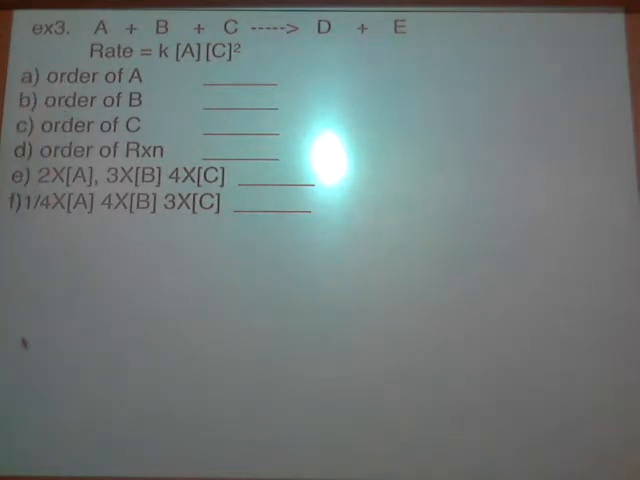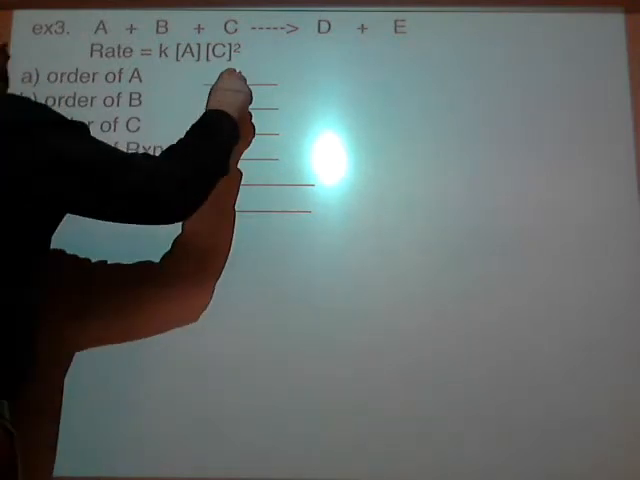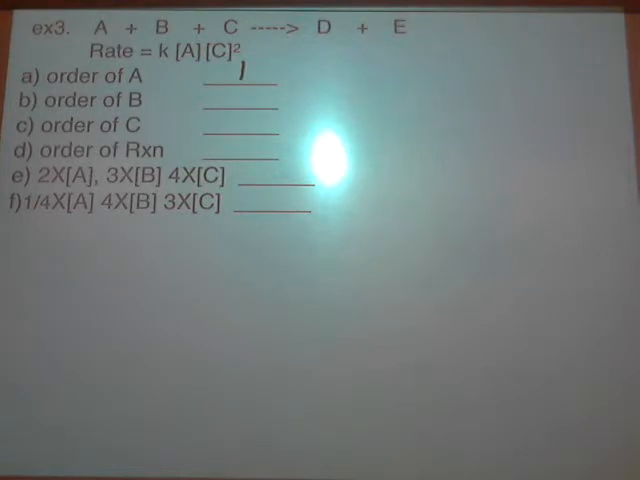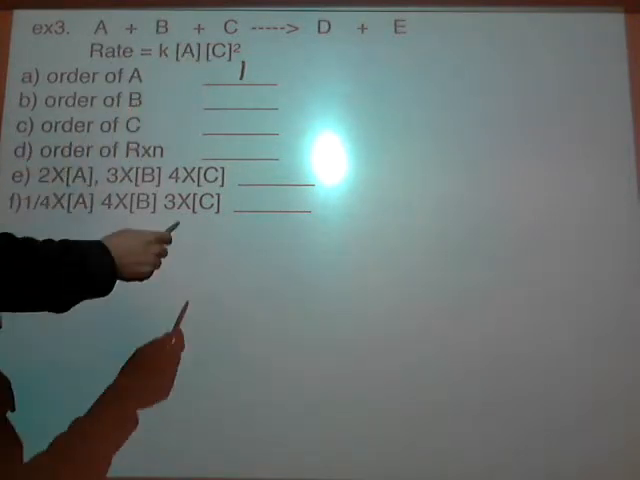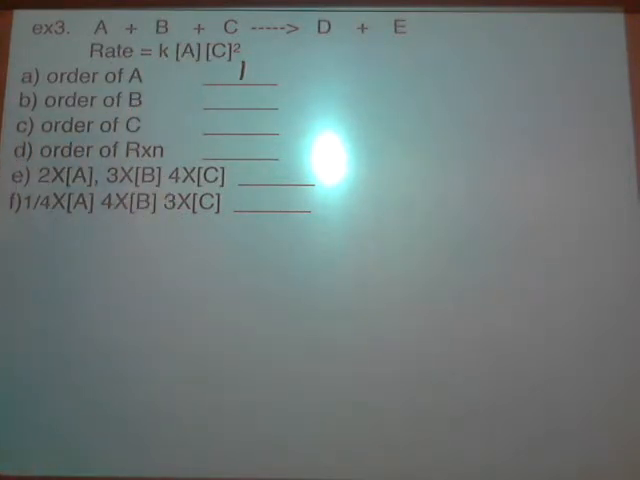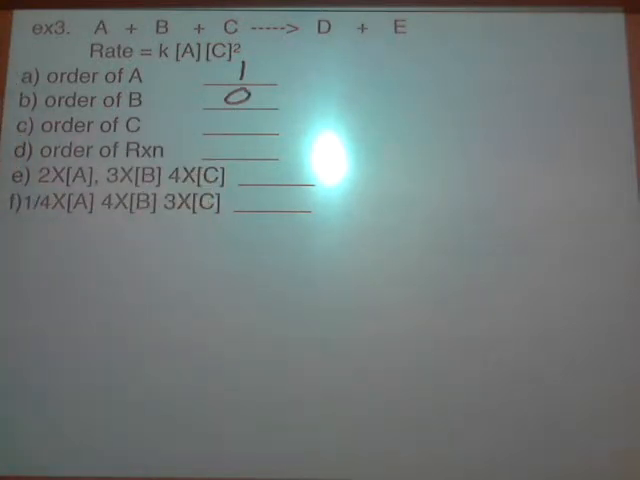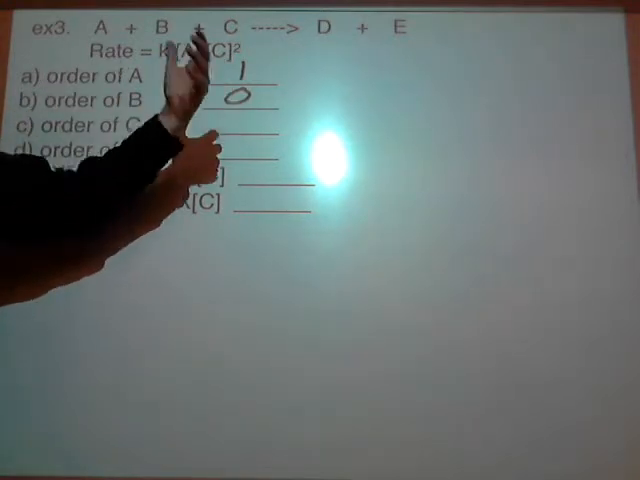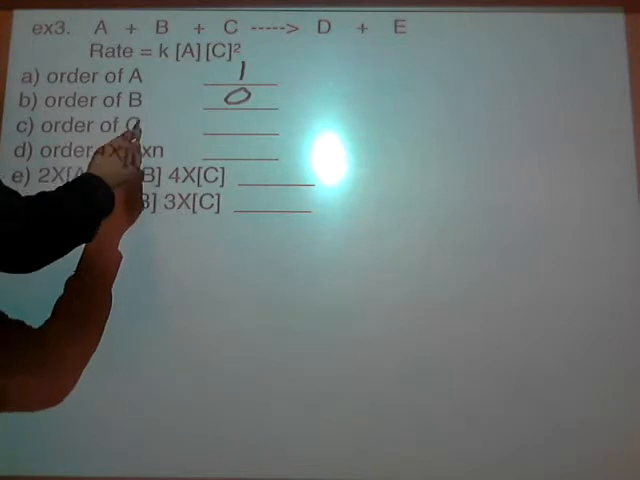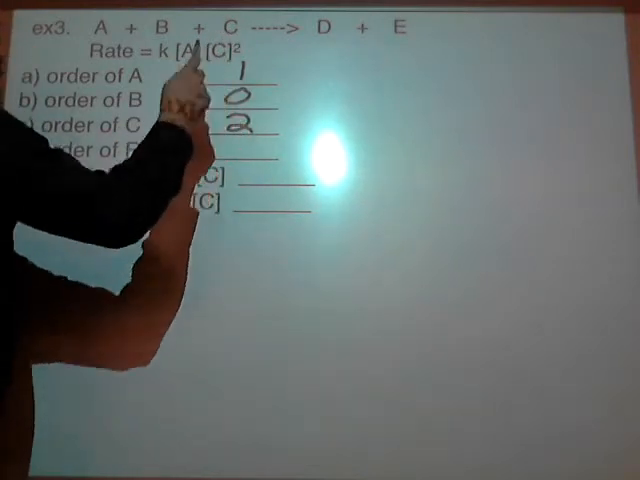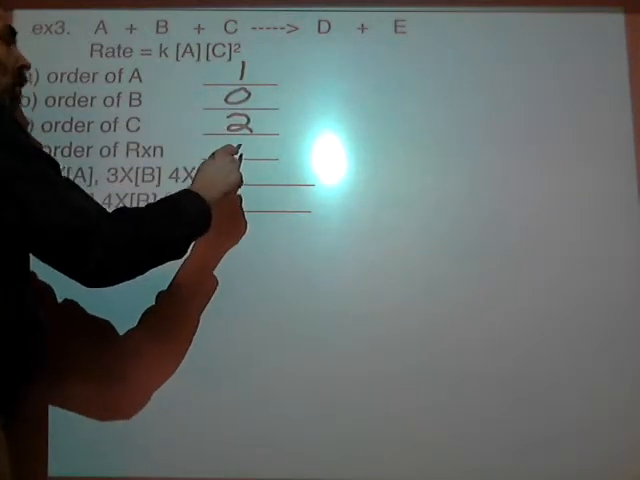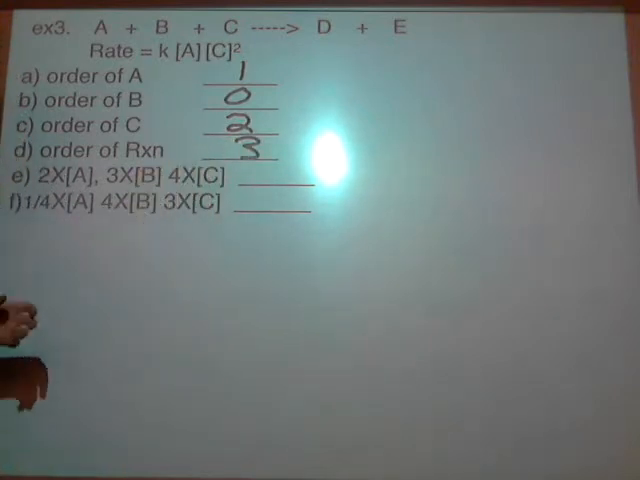All right, order of A, what do you think? First, everybody agree? Because his exponent is 1. Order of B? B's not there. It's 0, exactly. I don't have to include a guy who's 0 order in the rate law expression because what is anything raised to the 0 power? 1. And then C is squared. So he's second order. And then the overall rate? 3. Good.